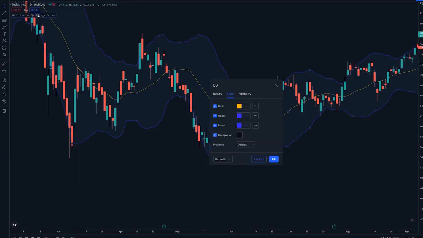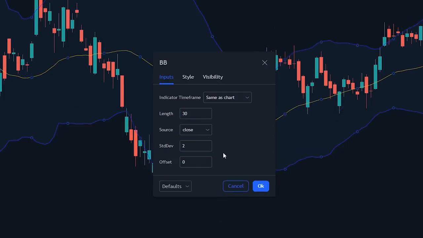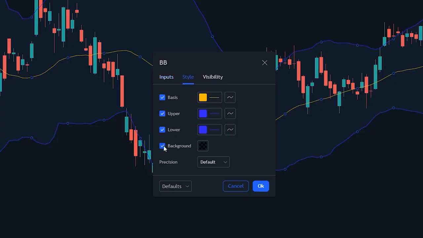Now the default settings TradingView will give you are pretty nice, but we want to change them for this specific strategy. First thing you want to do is go to the Length section and change the value to 30. Make sure the standard deviation is set to 2. Then I'm also going to remove the background of the indicator. This is all personal preference. You can do whatever you prefer here.